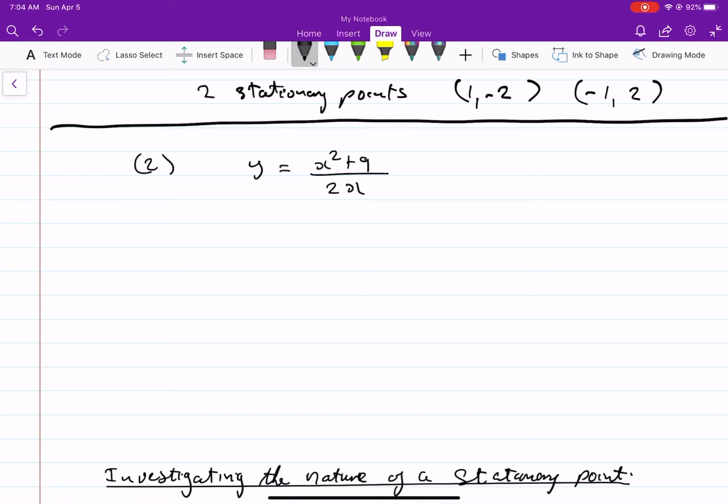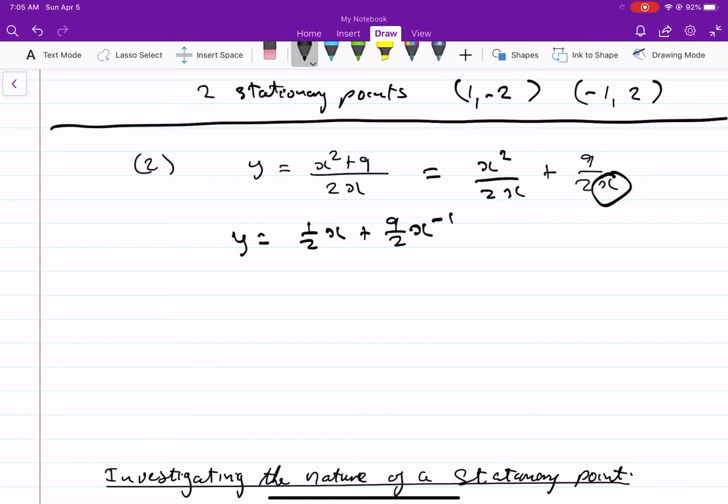One good way to make this into a standard polynomial is to split it into two terms. This becomes x squared upon 2x plus 9 upon 2x. y is equal to, okay, the first part is obviously a half x. One of the x's in the numerator will cancel with one in the denominator. The fraction in front is a half. The second one is 9 halves, and we'll take the x from the bottom and throw it up into the numerator. This becomes x to the minus 1. And there, you have your function in the standard form of a polynomial.